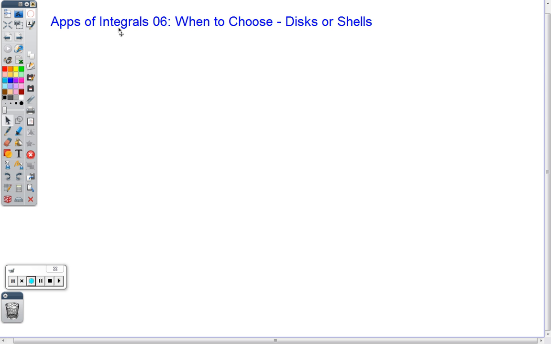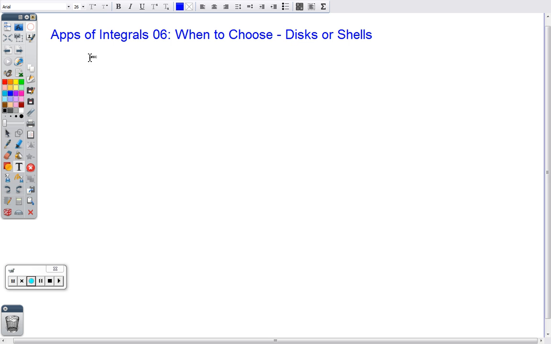We talked the other day about the difference between disks and shells. And the idea is that you want to use disks versus shells depending on whether you want to have the x-axis or the y-axis, right? It doesn't matter, disks versus shells. They solve the same type of problem. Okay? The idea is, which is more convenient, the x-axis or the y-axis? You want to think about the following things. Okay?